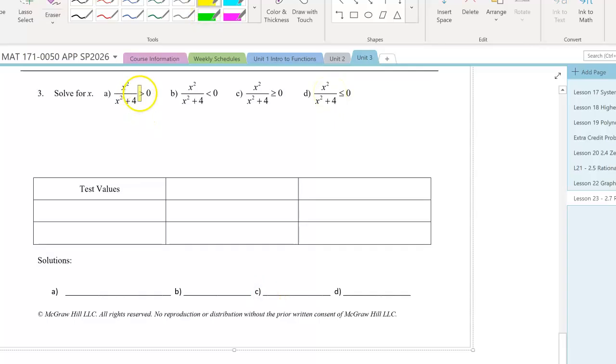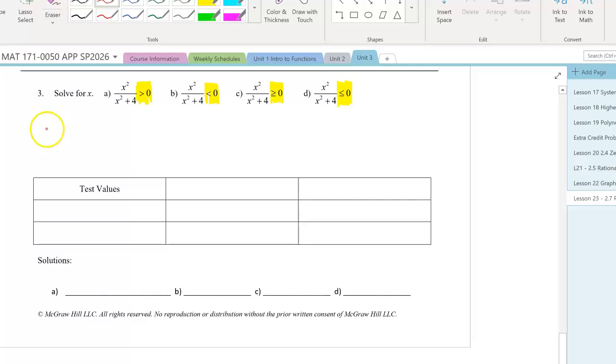So for A, we're solving for what values of x make the function greater than 0. For B, what values of x make it less than 0. For C, it's greater than or equal to 0, and D is less than or equal to 0. So we're still going to start this out the same way. What we're going to do is find the zeros of the top and the bottom.